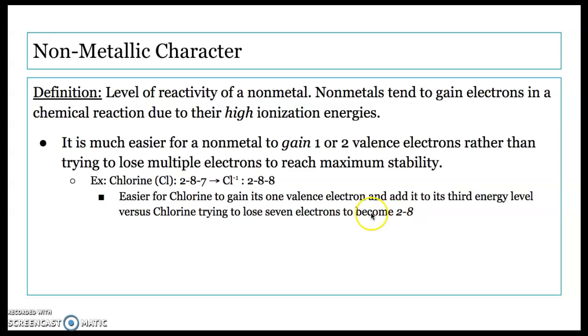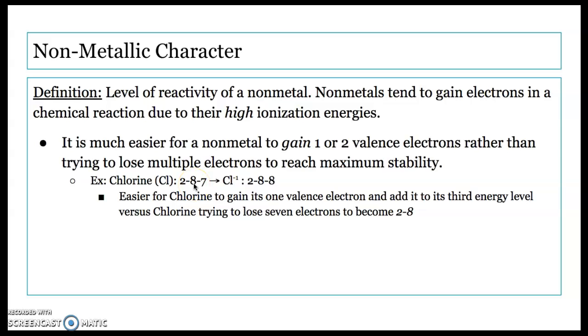So for instance, chlorine here, we have 2, 8, 7. If it becomes chlorine minus 1, it very easily becomes 2, 8, 8. So it'd be much easier for chlorine to just gain 1 more than to try to lose 7 electrons to jump down to this energy level that already has 8.